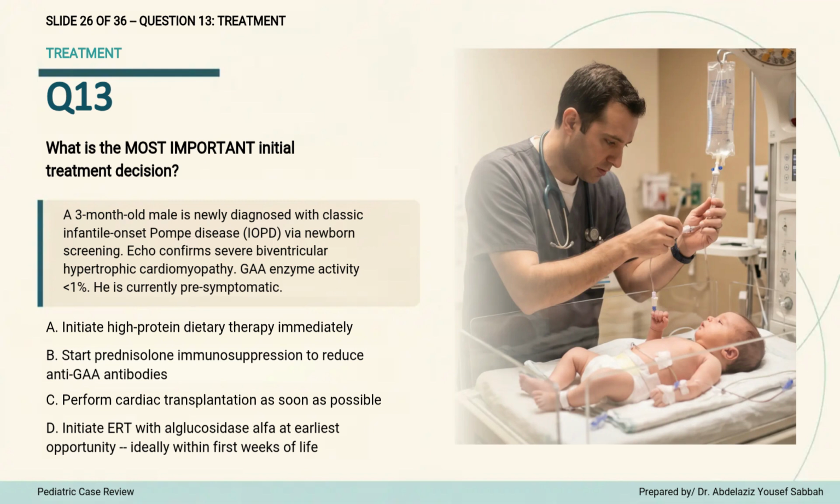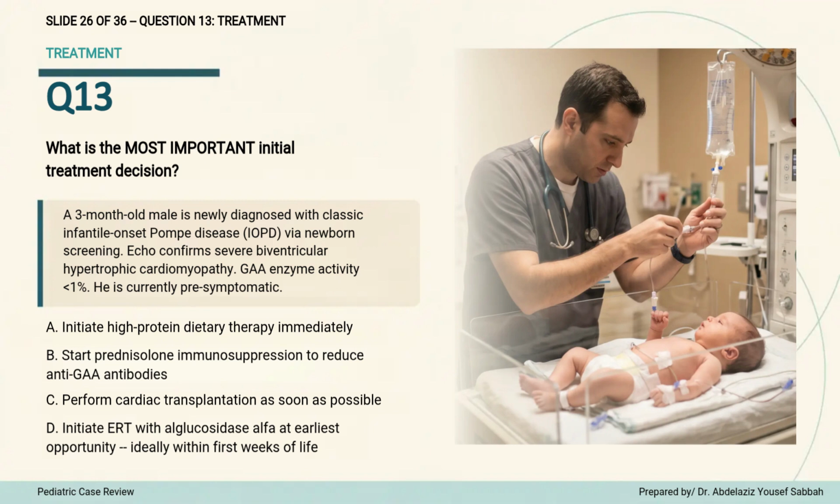Question 13. A 3-month-old male is newly diagnosed with classic infantile onset Pompe disease through newborn screening. Echocardiography confirms severe biventricular hypertrophic cardiomyopathy. The acid alpha-glucosidase enzyme activity is less than 1%. He is currently pre-symptomatic. What is the most important initial treatment decision?